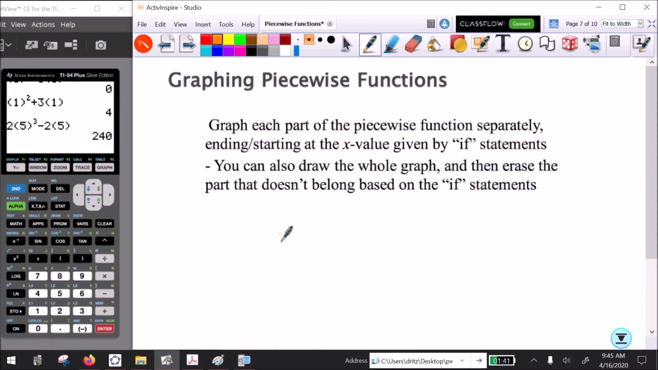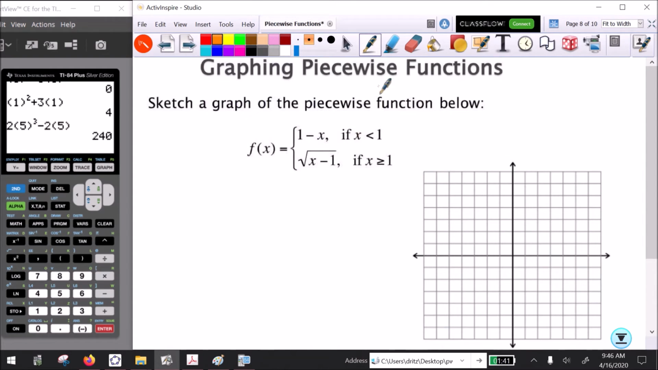When you're graphing piecewise functions, you could graph each part of the piecewise function separately, paying attention to the domain restrictions, or you could just draw the graph by graphing each part entirely and then erasing the parts that don't belong there at the end based on the conditional domain restrictions. So I like to do it the second way. I like to draw the whole graph out and then kind of just erase what doesn't belong there because I think it's easier for me.